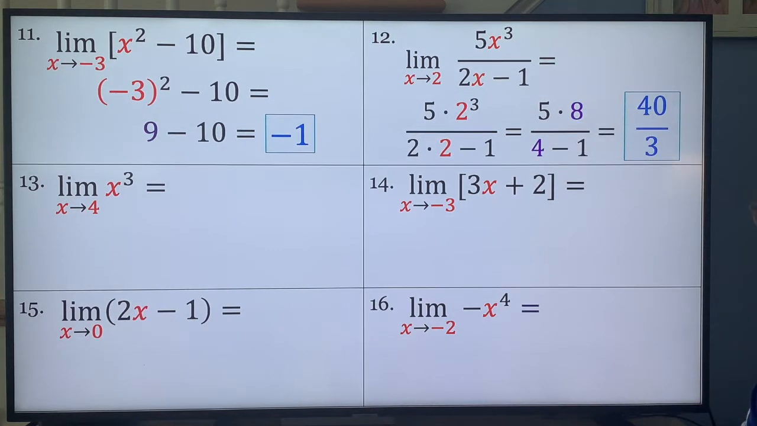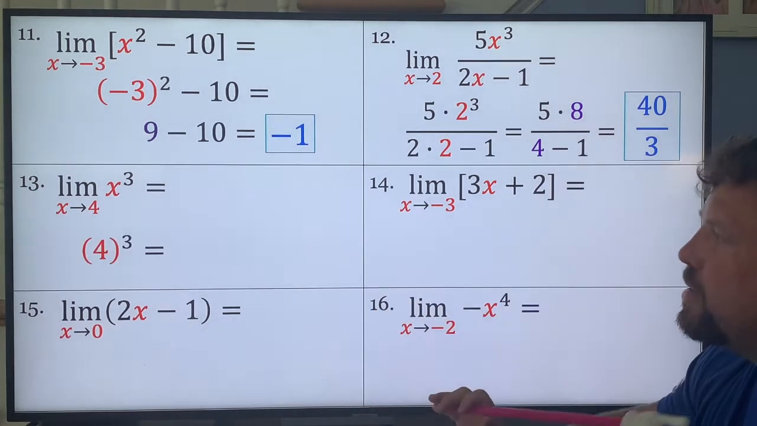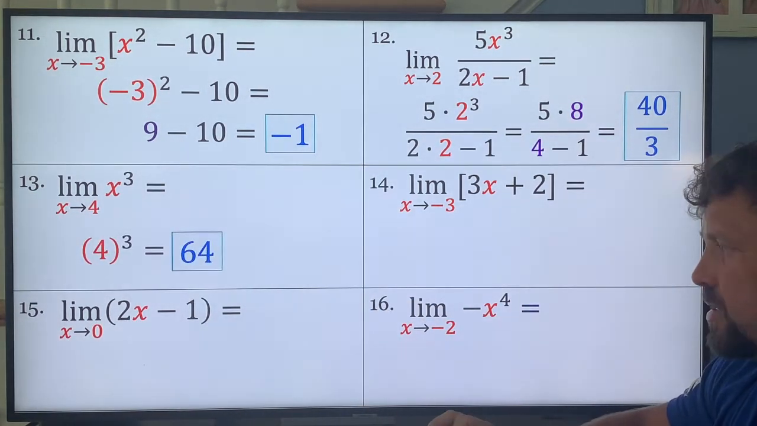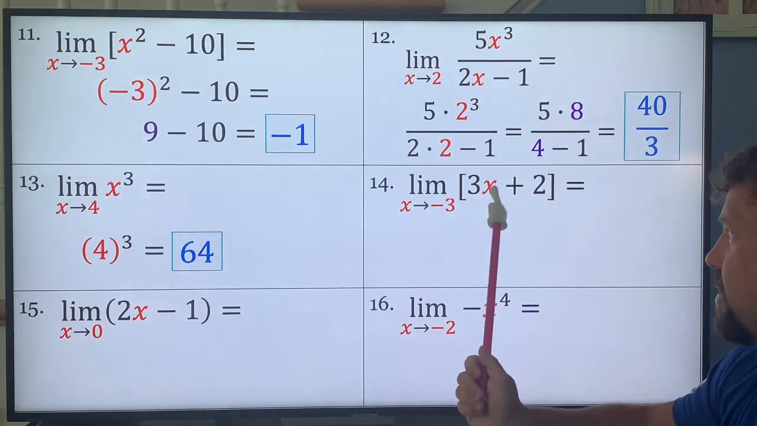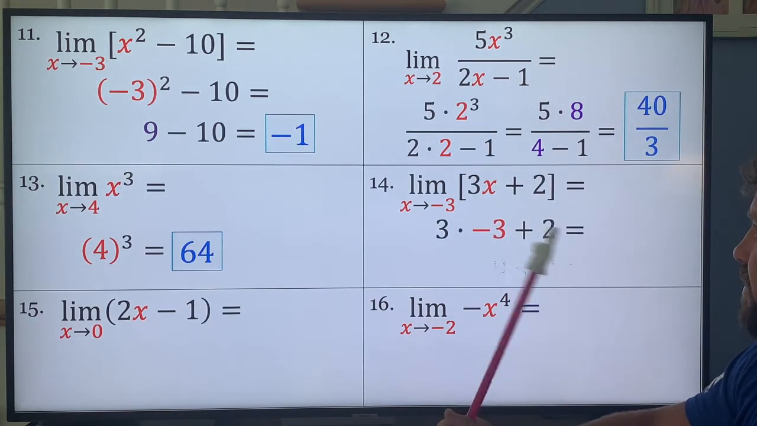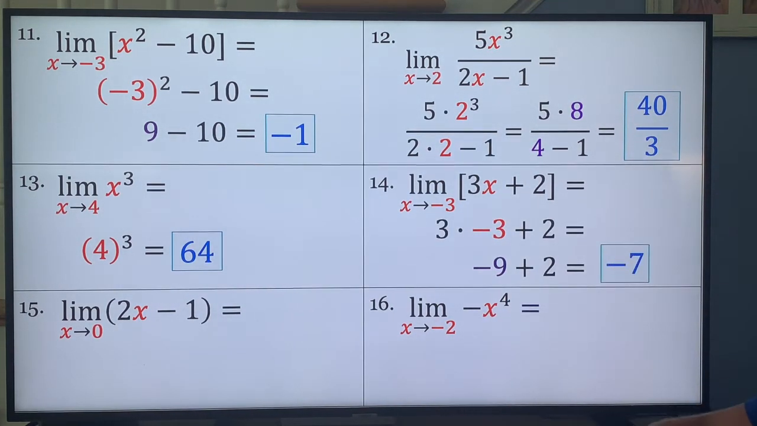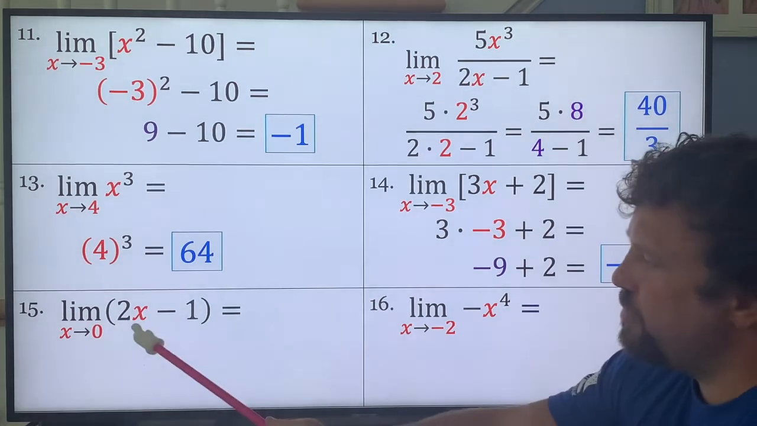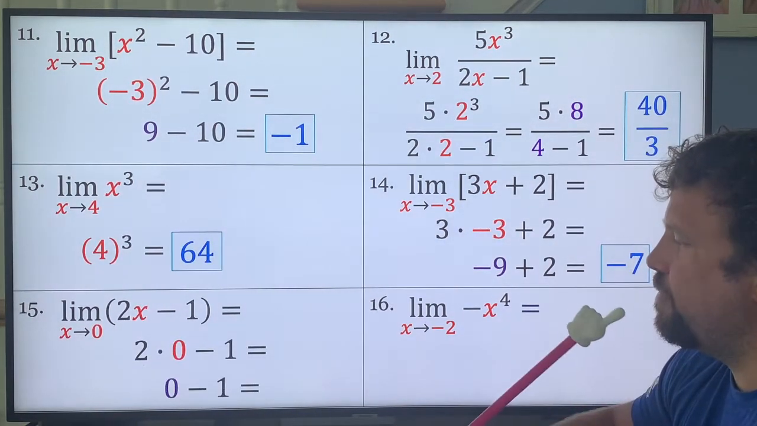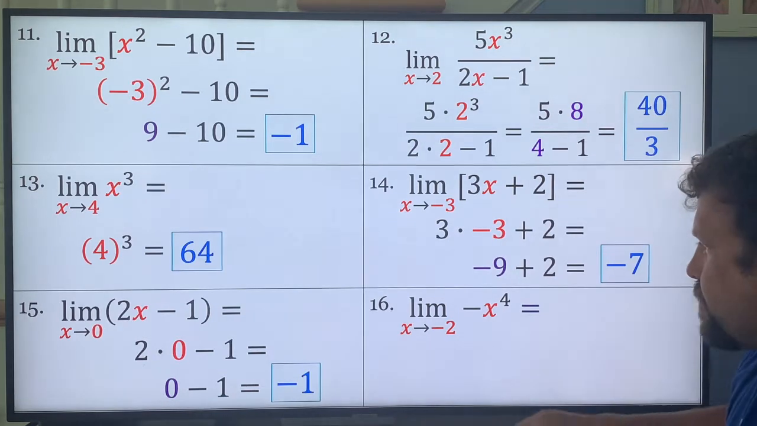40 over 3 cannot be reduced. 4 cubed, 4 times 4 times 4, is 64. Negative 3: 3 times negative 3 is negative 9, plus 2 is negative 7. 2 times 0 minus 1. 0 minus 1 is negative 1.